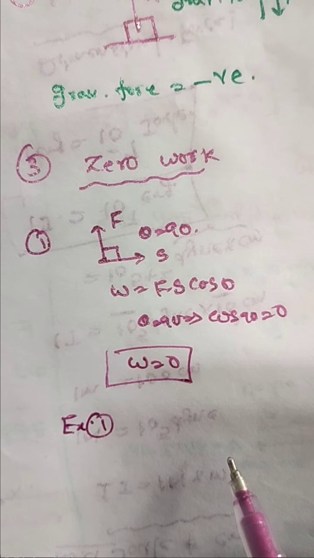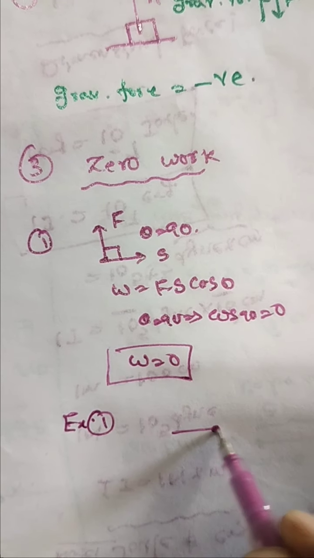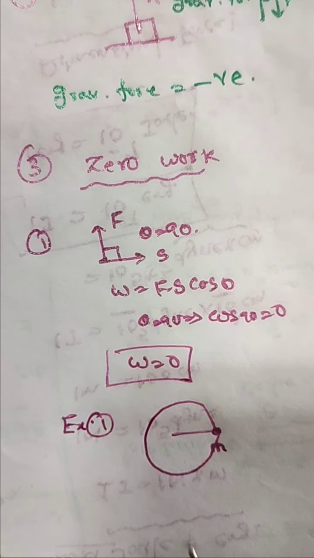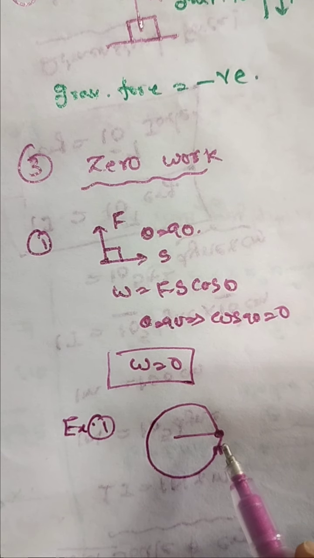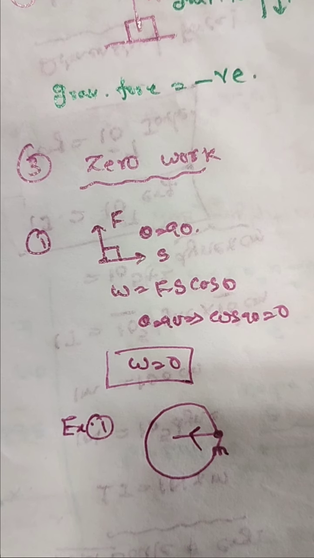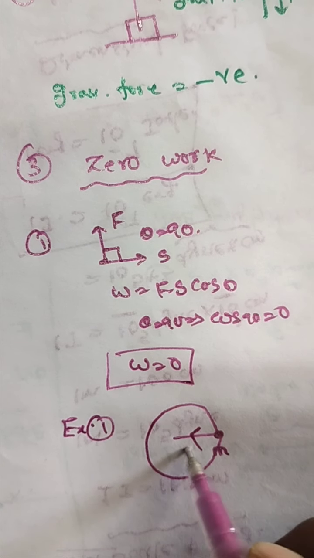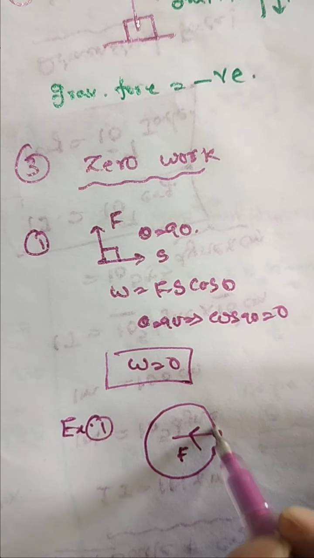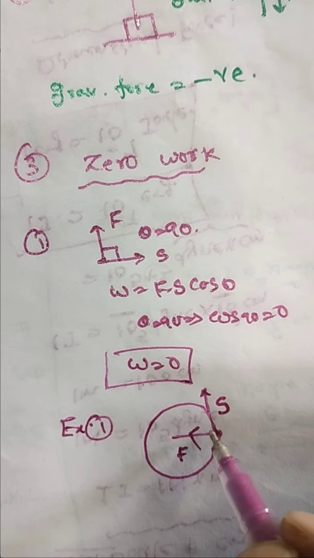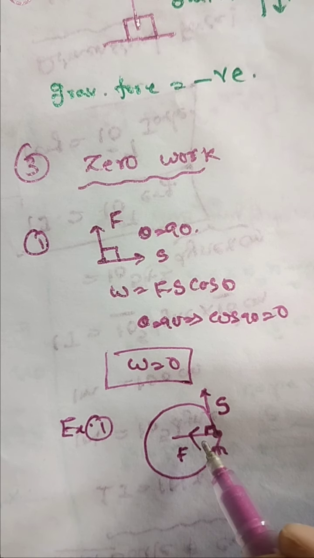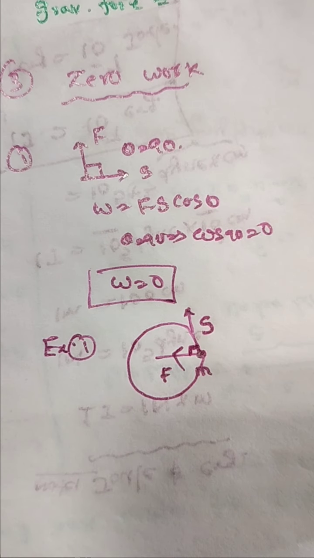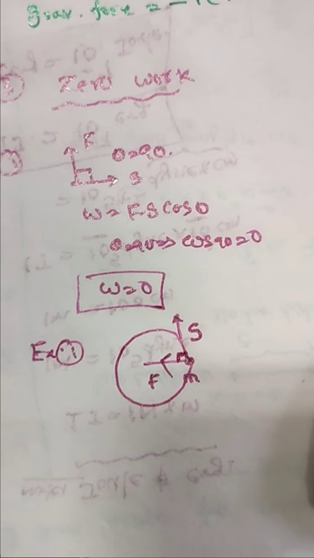When a body is moving in a circle, here this is one stone, a small object of mass m, moving like this. The centripetal force is always acting towards the center, and the displacement is always in the tangential direction. F and S are both perpendicular, which gives 90 degrees, so the total work done is equal to 0. So this is one case.